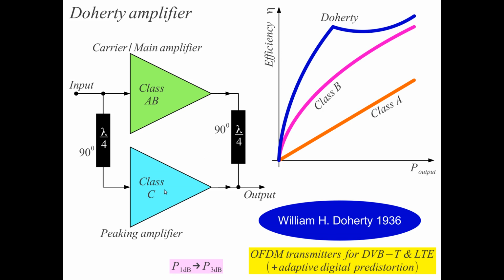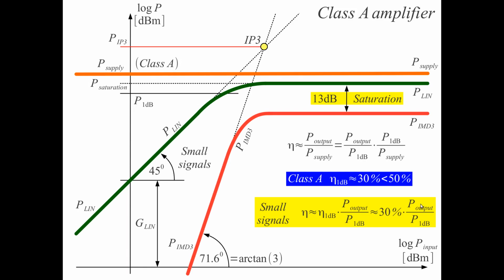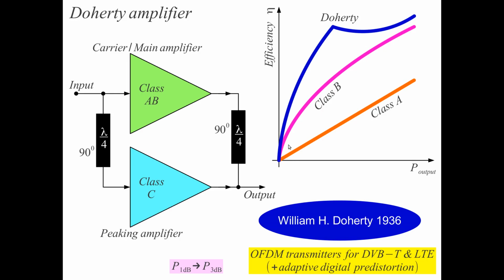So now if I compare the efficiency curves, the efficiency versus the output power, for the class A amplifier we have a rectilinear response here, if you remember. The efficiency is linearly proportional to the average output power. For class B operation, we have a square root function. Class B, you see, at small signals is much better than class A. At large signals, the difference is not that large, but at small signals, the difference between class B and class A is much bigger.